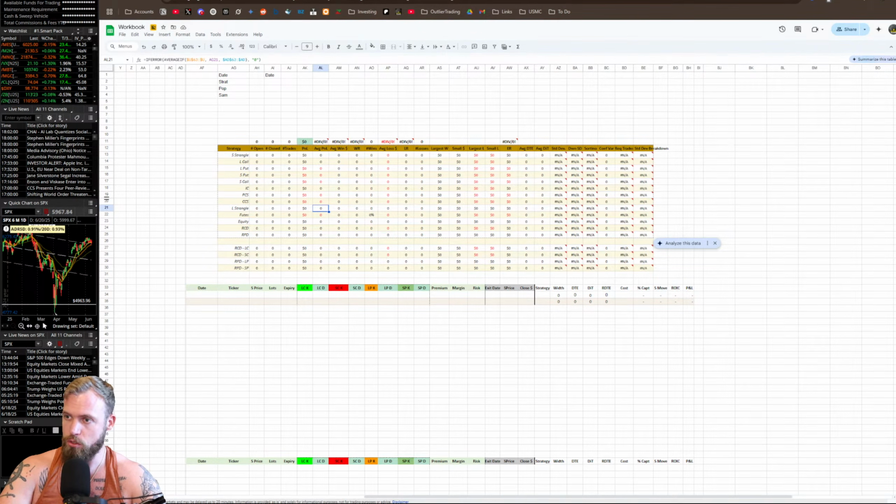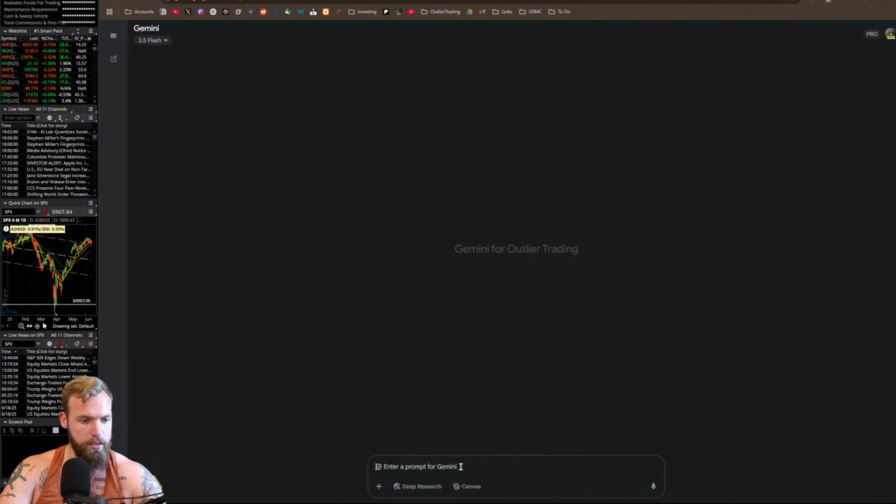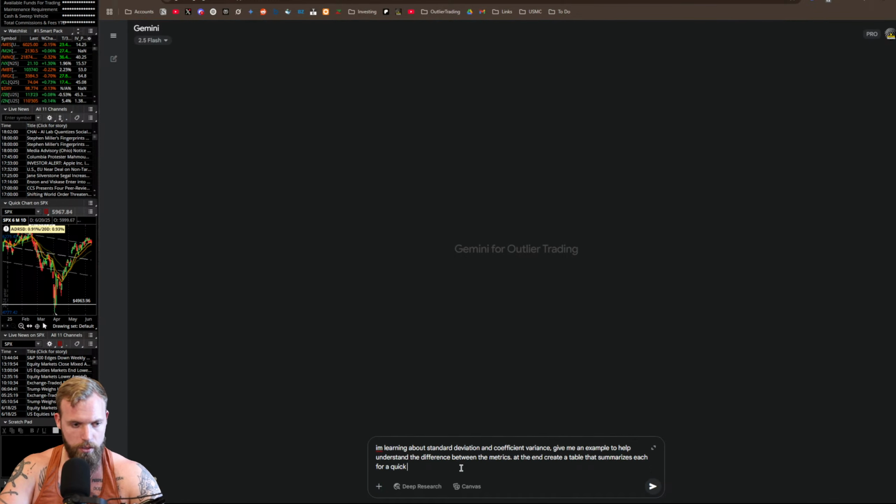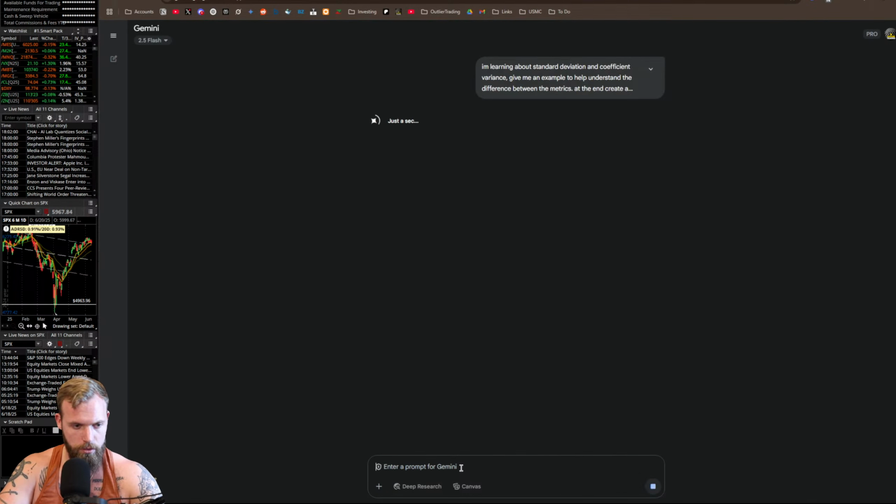So let's use Gemini. And let's say I'm learning about standard deviation and coefficient of variation. Give me an example to help understand the difference between the metrics. At the end, create a table that summarizes each for a quick comparison. Let us learn together.